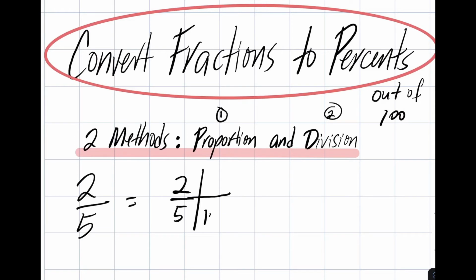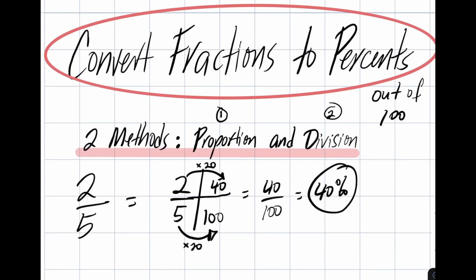So my denominator is automatically 100. So there are two ways to do the ratio table. First one, 5 times what is 100? So that's 20, and then the top should also be multiplied by 20. So you have 40 over 100, 40 out of 100, 40 per 100, that's 40 percent.